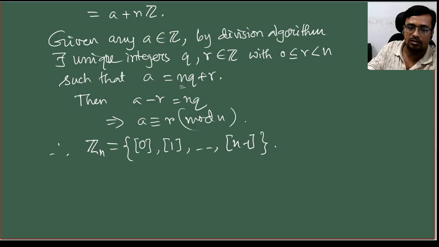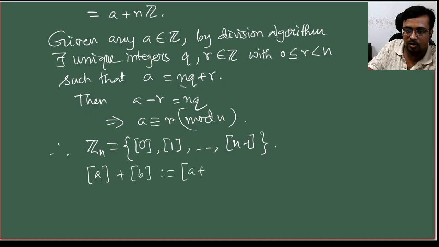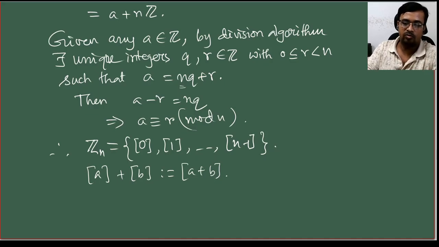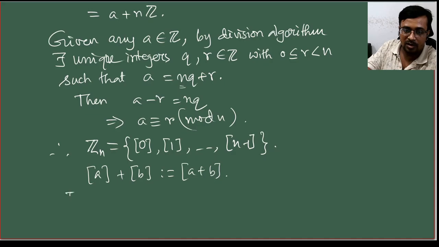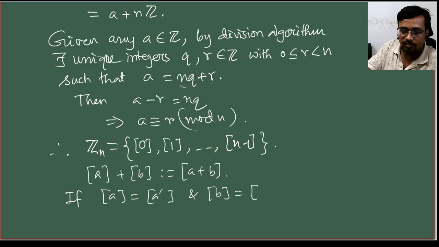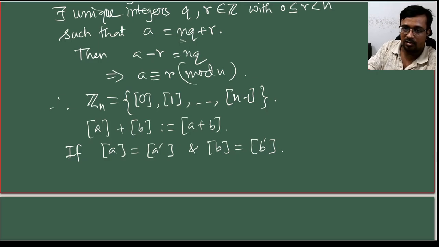Okay. So now we can define an addition operation modulo n by setting the class of a plus class of b to be class of a plus b. Now there is a small catch. If class of a equals class of a prime and class of b equals class of b prime, then you have to show that class of a plus b equals class of a prime plus b prime. Then only this addition will be defined.